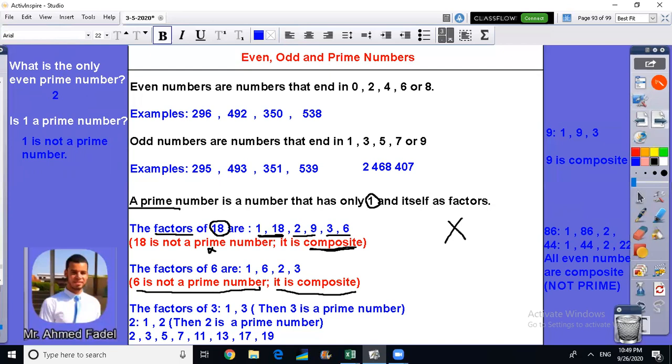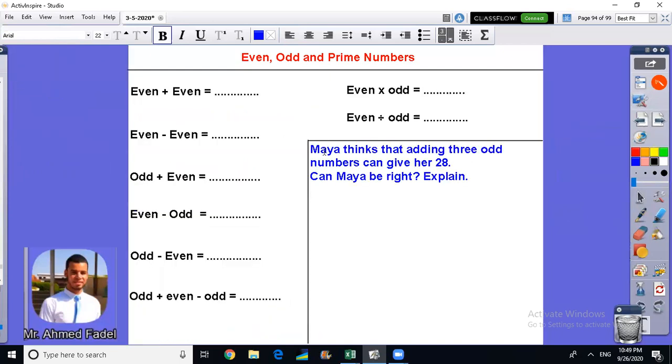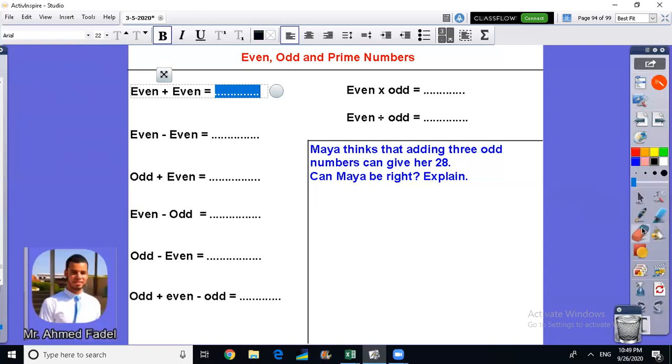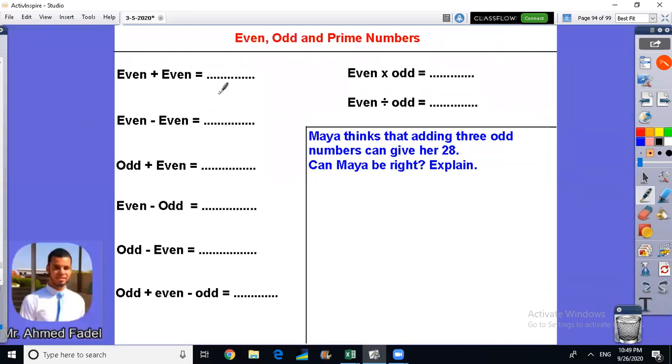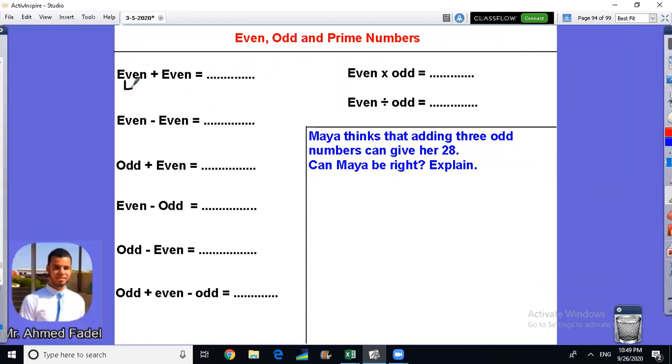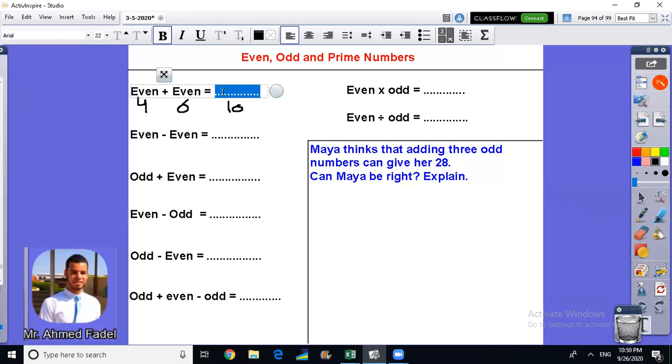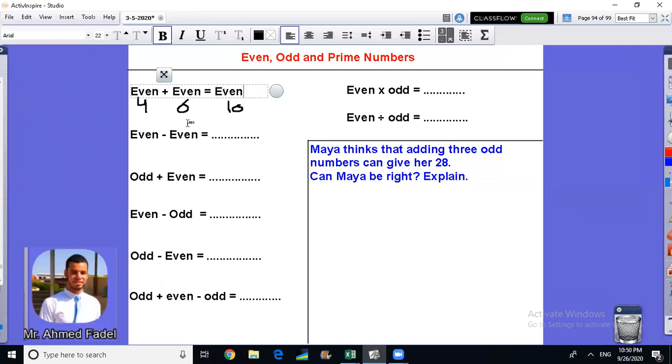Now we're going to move to the next page, which says here some facts about even and odd numbers. If I add an even number to another even number, what is going to happen? What's the sum going to be? Let's try here, for example, 4 plus 6. It's going to give us 10. Is 10 an even or odd number? It's an even number. So even plus even is always even.